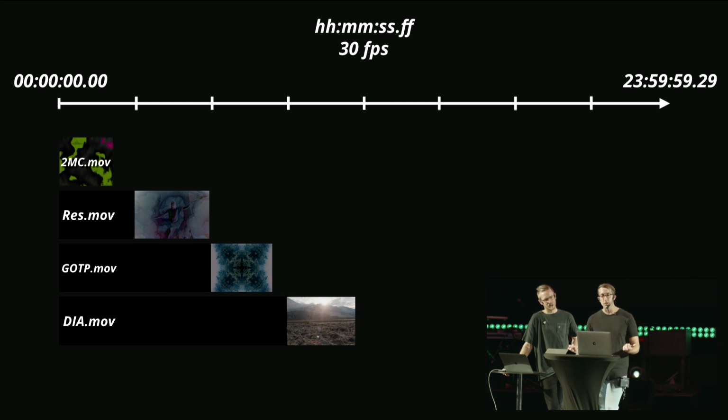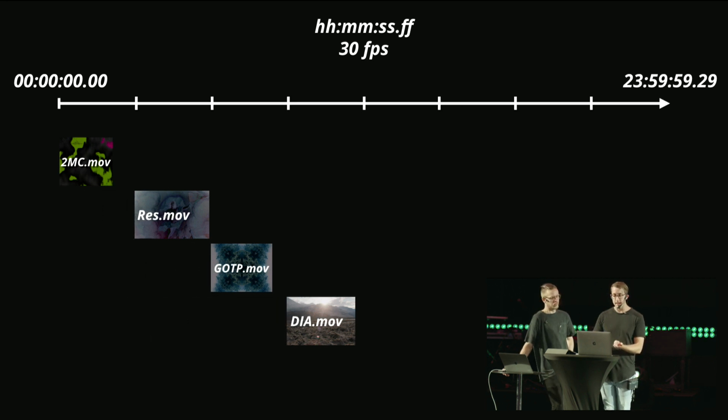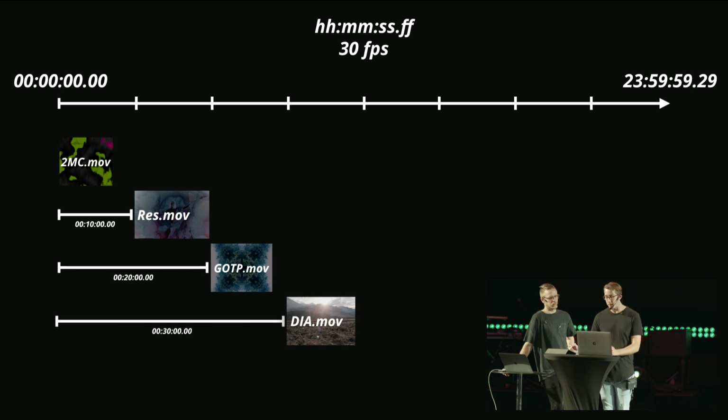So what we can do, Resolume actually gives us this feature called offset. And what offset does is it allows us to virtually create that space in between our files. So instead of having to create a 20-minute video file or a 10-minute video file with a bunch of black at the beginning for Resurrecting, I can create an offset in Resolume that says, hey, once the timer in Resolume hits 10 minutes, start Resurrecting. Once the timer hits 20 minutes, start God of the Promise. Once the timer hits 30 minutes, start Do It Again.